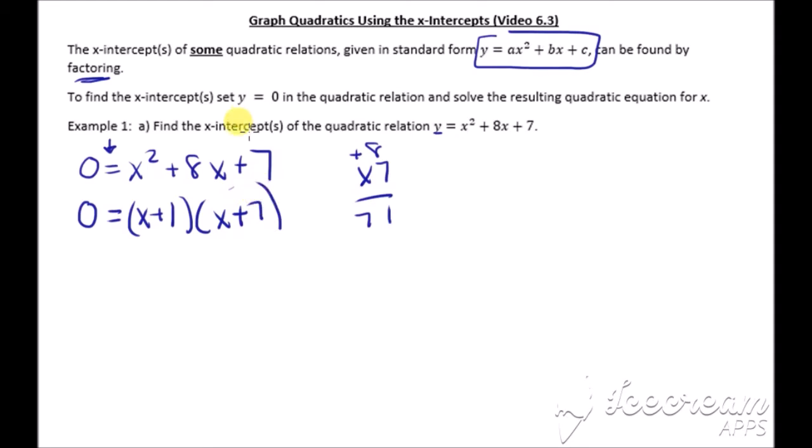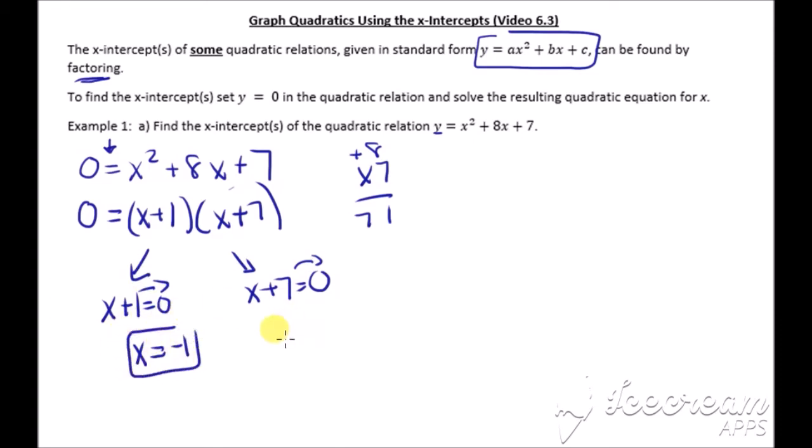So to take it one step further, we're going to find the x-intercepts. So we're going to branch each of these off. x plus 1 equals 0. And we're going to branch this factor off. x plus 7 equals 0. And we're just going to rearrange. So x equals -1, x equals -7. Those are the two x-intercepts.